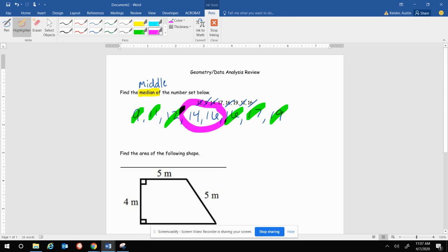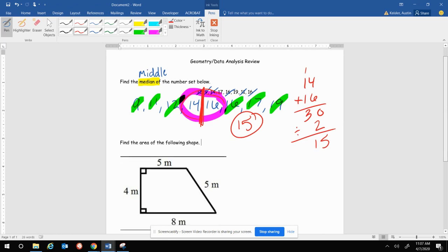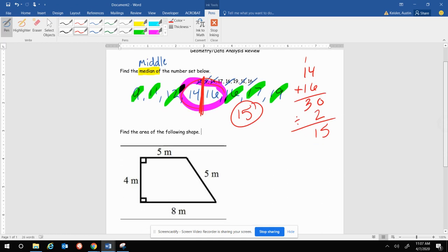There are 2 numbers in the middle, not just one. So I can't just pick 14, I can't just pick 16. There's a certain step I have to do, and that is to add those 2 numbers up and then divide by 2. I'm finding the average of these two. So 4 plus 6 is 10, and then I have 3 ones, so I get 30, and 30 divided by 2 is 15. So my median would be 15. You probably also know just from looking at it that 15 is right between 14 and 16. So that's what's got to be in the middle. So your median of those numbers is 15.